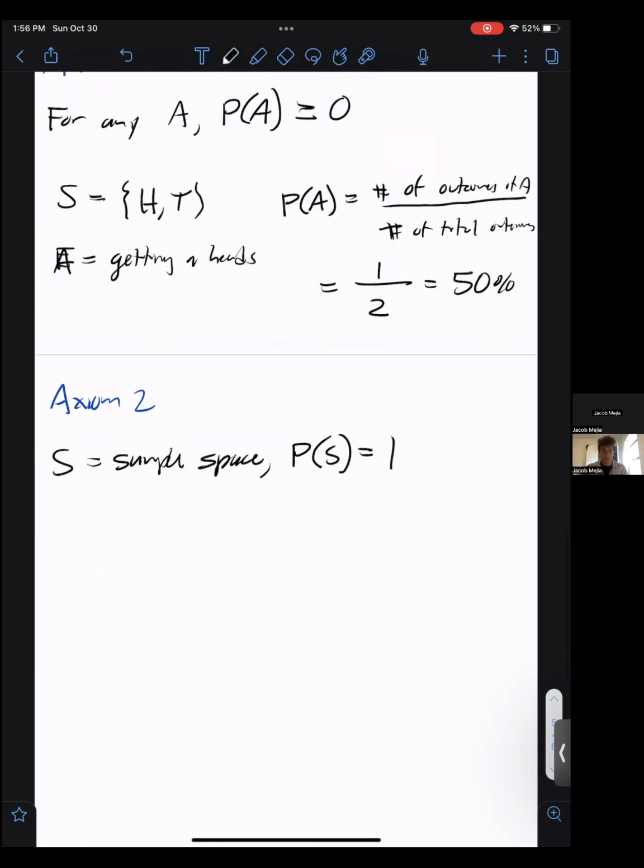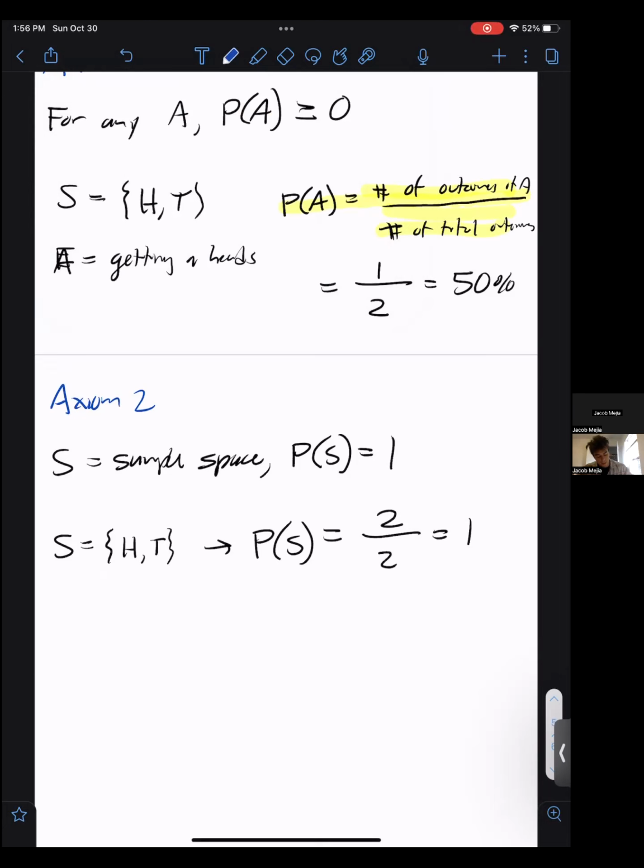If we're looking back at our example with heads and tails, we know that S is equal to heads or tails for one possible flip. If we want to compute the probability of that, we can just use the equation that we determined up here for computing the probability of any given event. The probability of our event S occurring is equal to the number of outcomes of S, which is 2 because we have heads or tails, over the total possible outcomes, which is also 2. So the probability of S equals 2/2, which we know is just 1. That's a demonstration of how axiom 2 works for the coin flipping problem.